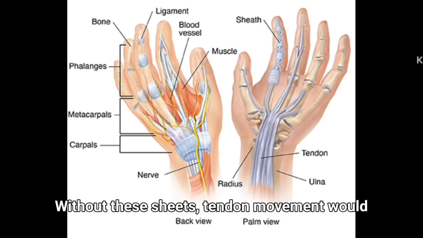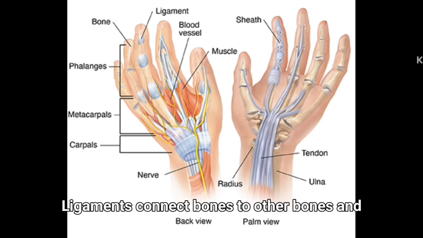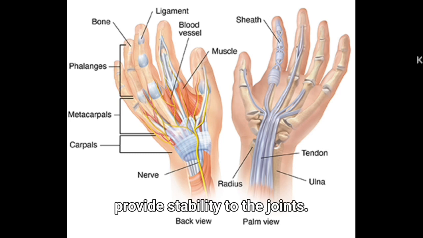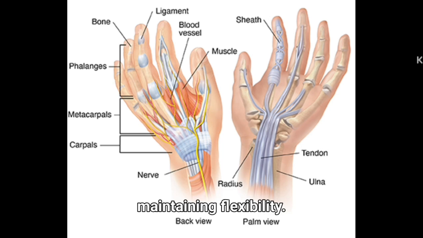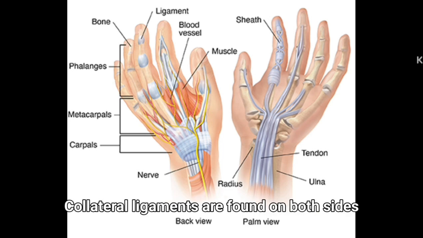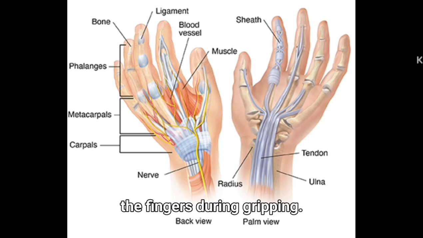Without these sheaths, tendon movement would become difficult and painful. Next are the ligaments. Ligaments connect bones to other bones and provide stability to the joints. They prevent excessive movement while maintaining flexibility. Collateral ligaments are found on both sides of the finger joints.